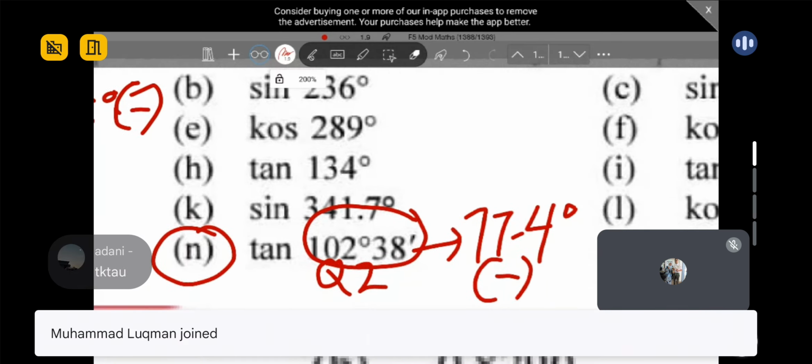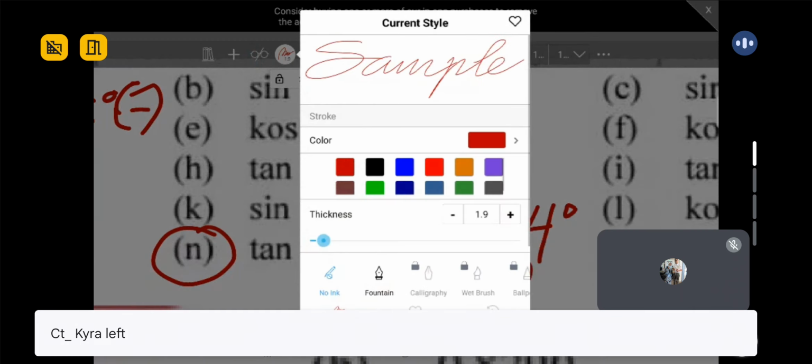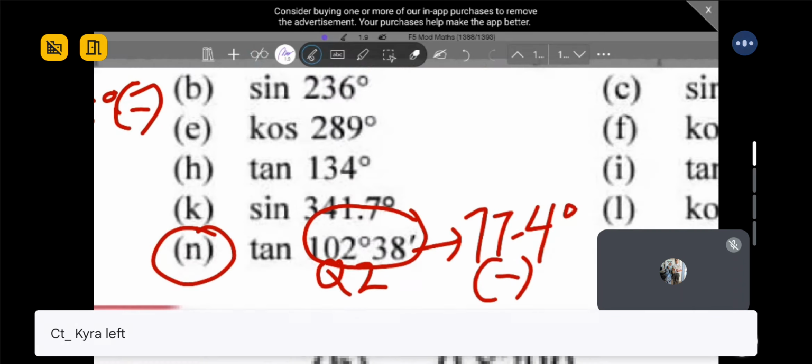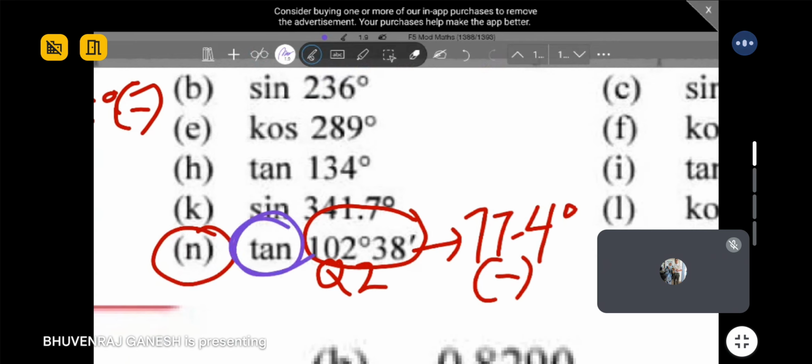Okay, so basically jawapan dia adalah senang saja, tangent. Okay guys, tangent. Tangent, apa nilai maksimum dia guys? Sesuatu fungsi tangent. A tangent function, what is your maximum value you can get generally? What is the maximum? Anyone know? Contoh, for sine the maximum is 1. Cosine the maximum is 1. For tangent, what is the maximum value guys?